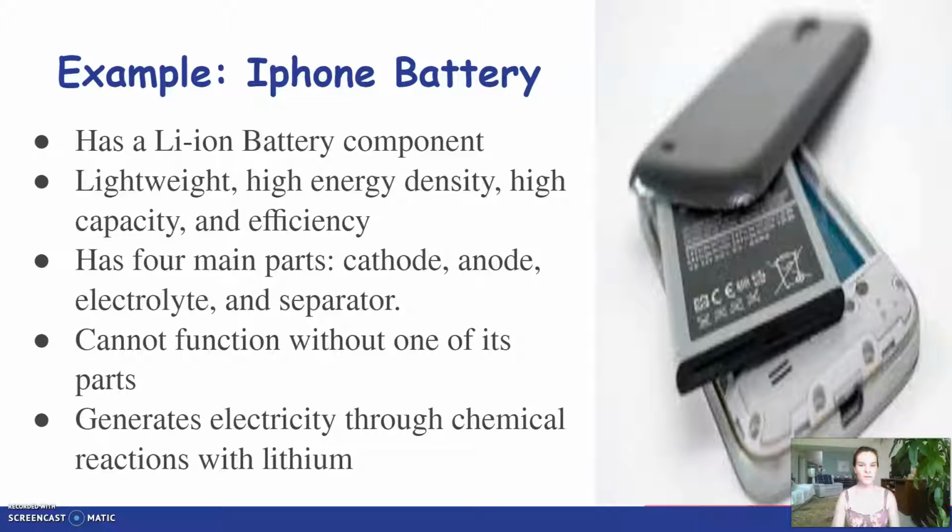It consists of four main parts that we know in the simple battery: the cathode, anode, electrolyte, and separator. Every battery will have this. Without any of these components, or even just missing one of them, it will not function properly. And this iPhone battery has the ability to generate electricity through chemical reactions with the lithium ion found inside.